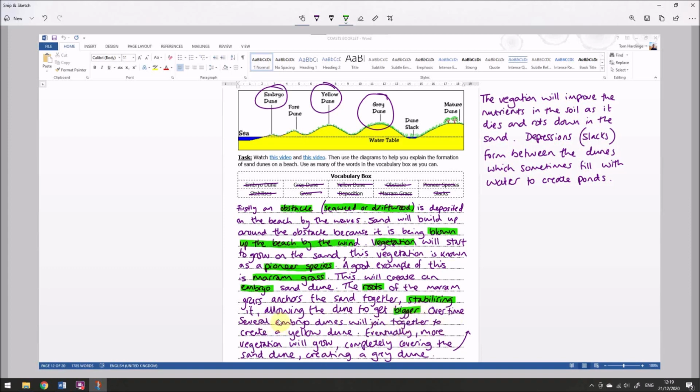Over time, several of those embryo dunes are going to join together. That's going to create a yellow dune, and eventually more vegetation is going to grow, completely covering the sand dune, which is going to create a grey dune. The vegetation is going to add nutrients into the soil as that vegetation dies and rots down, and these depressions or slacks form in between the sand dunes, which sometimes fill up with water. So we can see how we can go from a flat beach, developing this series of sand dunes as the obstacle traps the sand, and then the vegetation helps that sand dune to grow even larger.